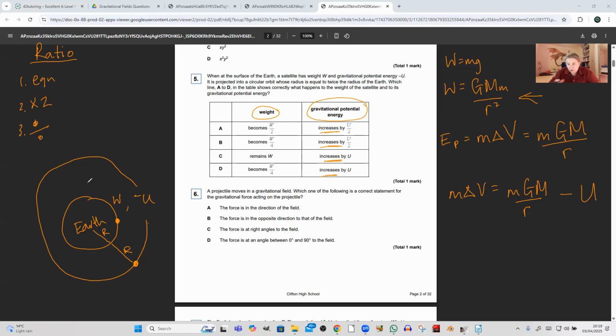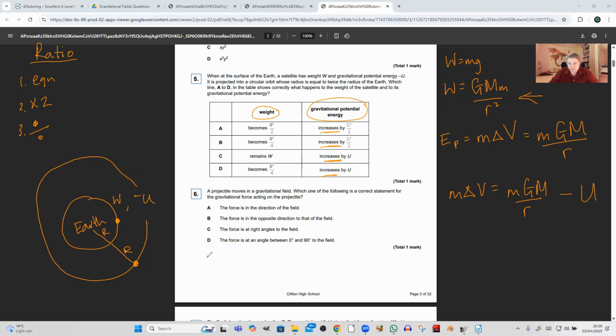Okay, this is much harder than the previous one. First of all, we've got to do it twice, and second of all, we've got to deal with this problem with gravitational potential being negative. Okay, so let's do the weight first. I hope that you can see that it's over r squared, which means that the 2, because it's twice as far away from the centre of the Earth, becomes 4 because you're squaring it.